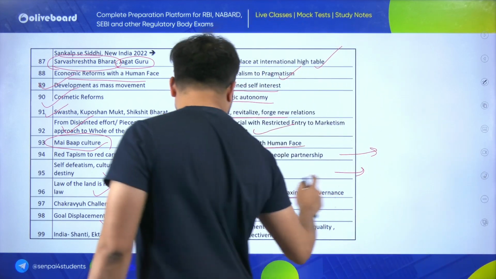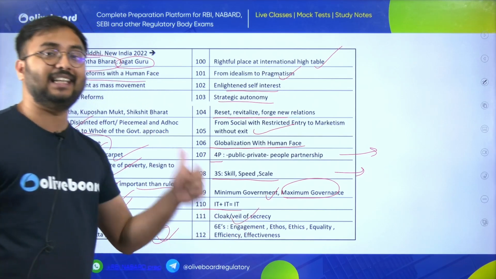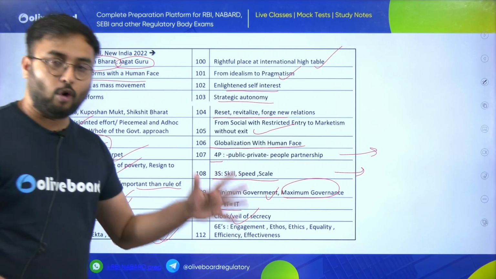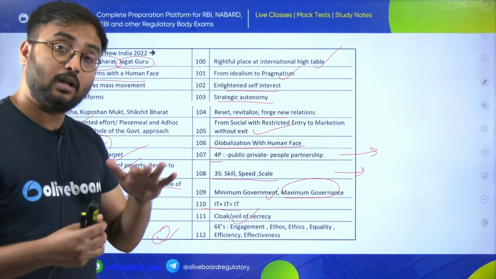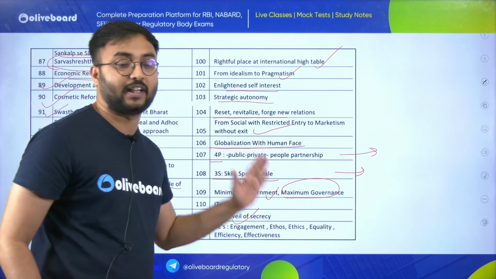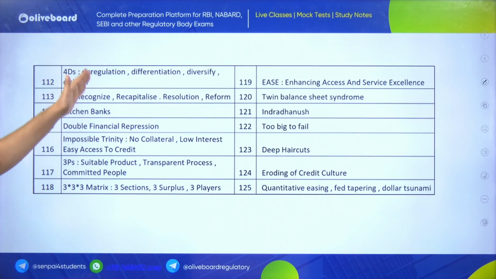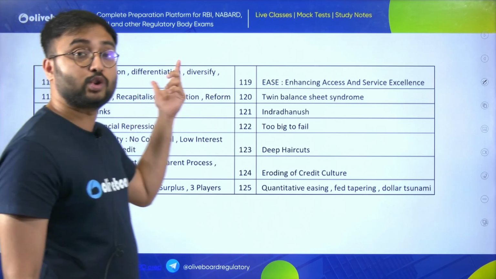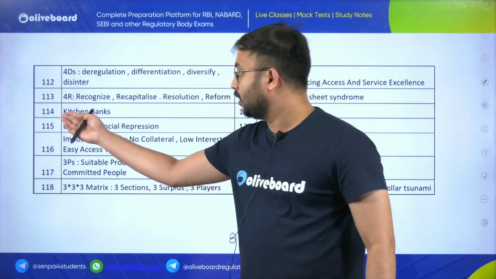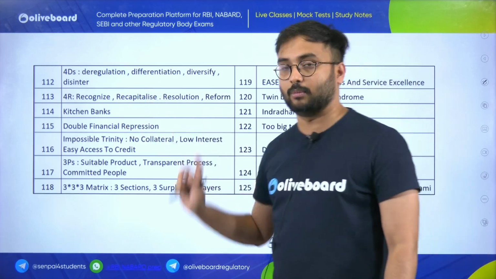Minimum government, maximum governance. Okay. Then cloak wheel of secrecy and 6 E's. 6 E's are there for streamlining governance and the government processes: engagement, ethos, ethics, equality, efficiency, effectiveness. Next, 4 Ds are there: deregulation, differentiation, diversification, disintegration. 4 Rs: recognize, recapitalize, resolution, reform. Kitchen banks. So this is now associated with banks which are mainly financial institutions supporting agriculture. You can write this term also, kitchen banks.